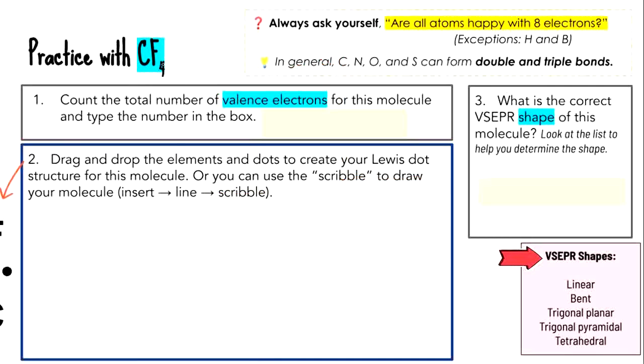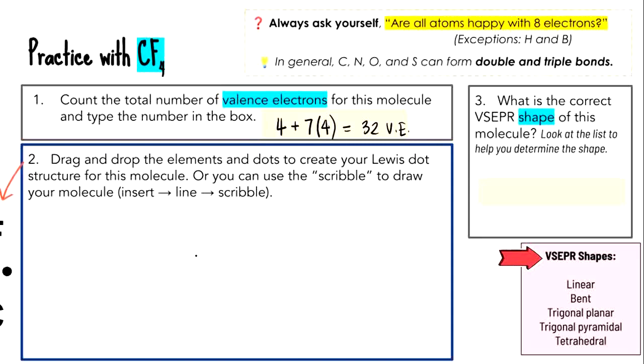So let's take a look at CF4 and draw the Lewis dot diagram of CF4. First, you're going to count the total number of valence electrons. So using your periodic table, how many valence electrons does carbon have? We have 4 from carbon, and how about fluorine? We have 7 from fluorine, but there's 4 of them, right? So that's a total of 28. What's 28 plus 4? That's 32 valence electrons. That means that we have 32 valence electrons to work with as we draw our molecule.